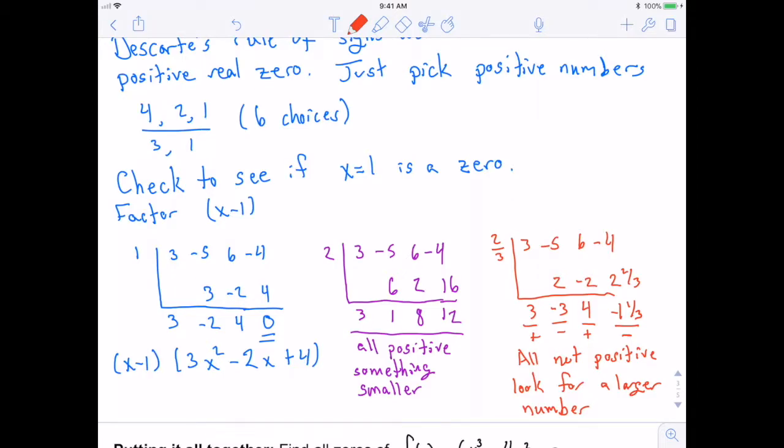If I plugged in 2 and I saw, okay, I got all positive numbers, I should pick something smaller. Then I picked 2/3 and I saw that I didn't get all positive numbers, I got some negative numbers, and that means I need to go up. So I didn't need to check 1/3, but I'd still have to check 4/3 and 1. So with 2 steps, I've sort of thrown out the bigger numbers and the smaller numbers and narrowed it down to the right answer, which is 1.